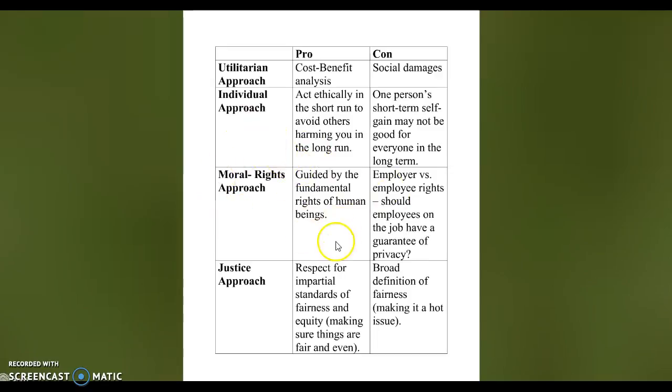Moral rights approach is guided by the fundamental rights of human beings. We talked about that. And then the negative side to that, though, is that the employer versus employee rights are questioned. So the example or the question: should employees on the job have a guarantee of privacy? So, is it right to be able to search through an employee's email? Is it right? Like right now here at Homestead, Mr. Ginder can pull up my entire email history and look at every single email that I've ever sent while here at Homestead if he wanted to. Okay, is that okay? The moral rights approach says that it is.